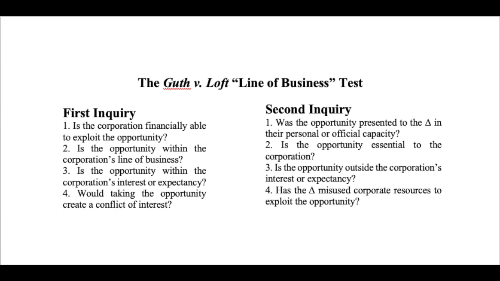If Braz had, though, failed the first inquiry and a court were willing to say, in the absence of other considerations, this is an opportunity that belonged to the corporation and Braz should have offered it to the corporation, well, we can still ask the questions under the second inquiry. First, was the opportunity presented to the D in his personal capacity? It was personal. That's a good fact. Is the opportunity essential to the corporation? Plainly not. Is the opportunity outside the corporation's interest or expectancy? Well, yeah. And finally, did Braz misuse corporate resources to exploit the opportunity? Plainly not. So this was a good case for Braz.